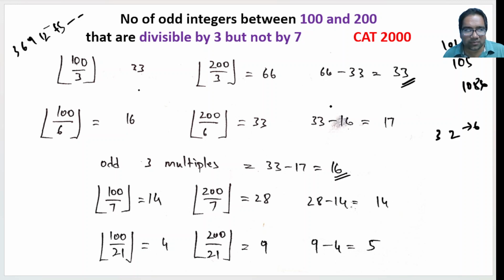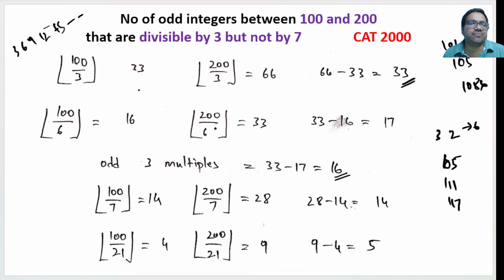Very good. So what are these 16? These 16 are 105, 111, like this. All these multiples. These are all odd multiples of 3. Now, what we want, this is not all. We want odd multiples of 3, but not divisible by 7. How do you do what is not by 7? What is not by 7 is the trick here.